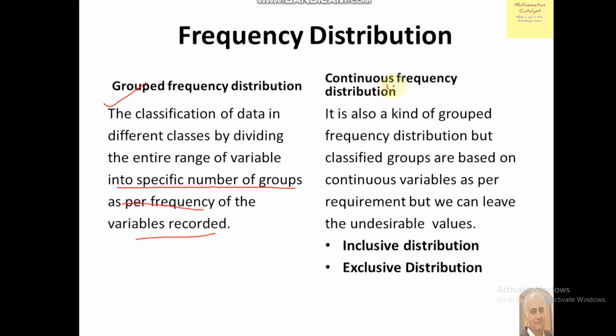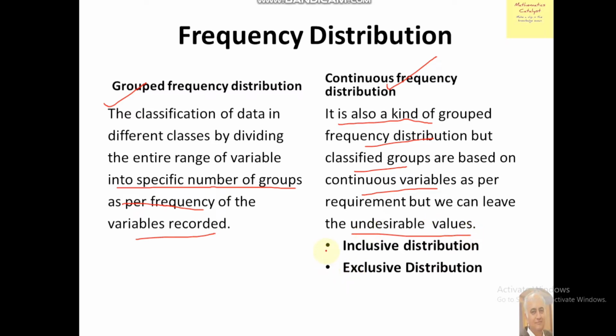After that, continuous frequency distribution. Group frequency distribution, another is continuous frequency distribution. It is also a kind of group frequency distribution, but the classified groups are based on the continuous variable. I have told about the continuous as well as discrete variable. So basically there is a main difference in these two kinds. In group frequency distribution we have the discrete variables, and in case of continuous frequency distribution we have the continuous variables. Okay, and we can leave the undesirable values. Suppose we don't need some of the values, so you can reject those values in case of continuous frequency distribution.